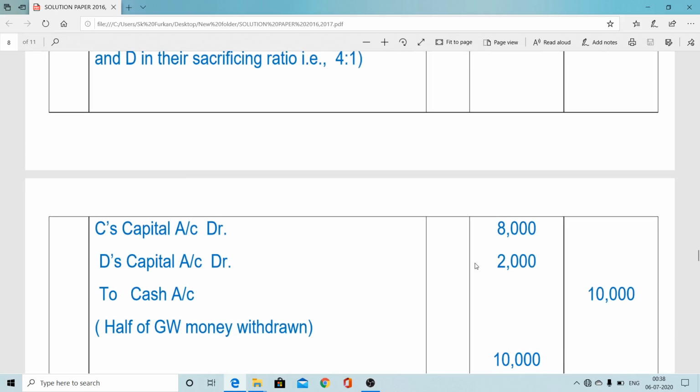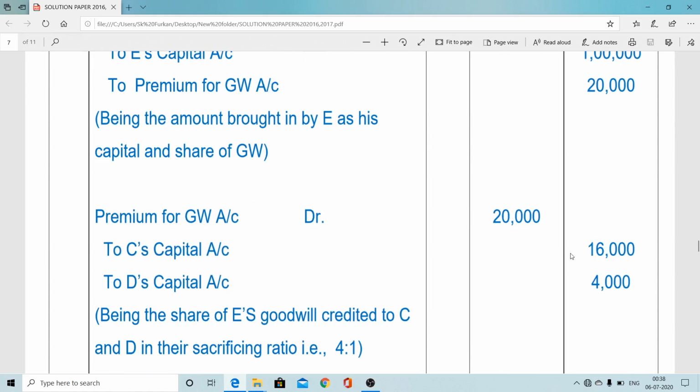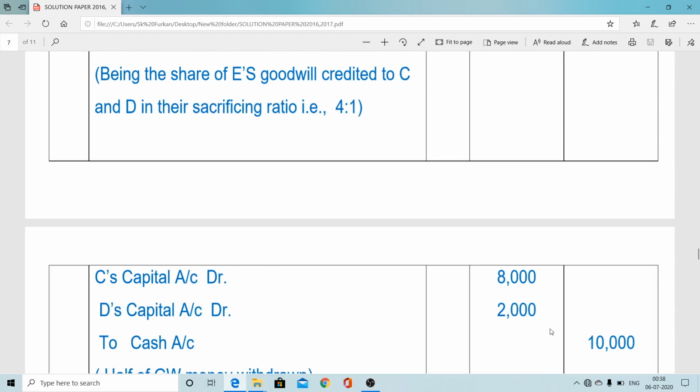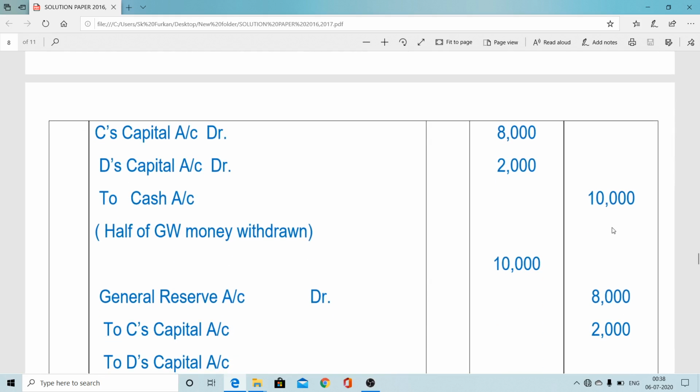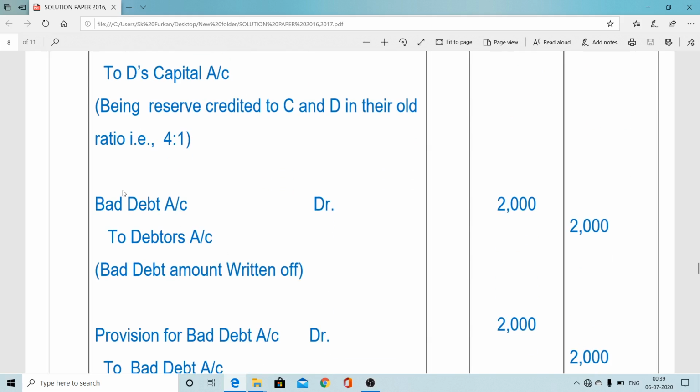Now the withdrawal of goodwill entry: his capital account debit, this capital account debit to cash or bank account. Half of the amount is withdrawn. So half of 16,000 is 8,000, half of 4,000 is 2,000. So capital account debit 8,000, capital account debit 2,000 to cash or bank account 10,000. Half of the amount withdrawn. General reserve, that is unrestricted profit: general reserve account debit to old partners' capital under the old ratio. Total general reserve 10,000, under the old ratio 4:1 it comes to 8,000 and 2,000.